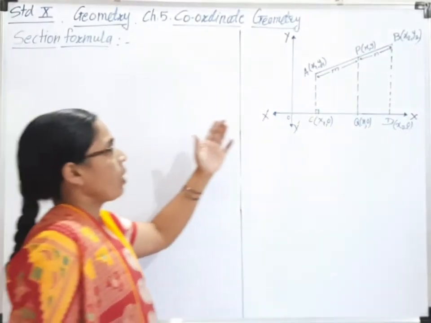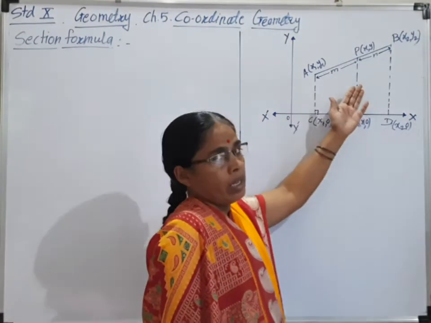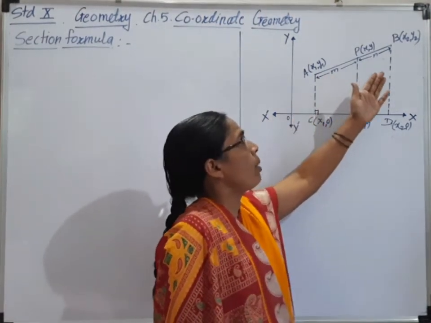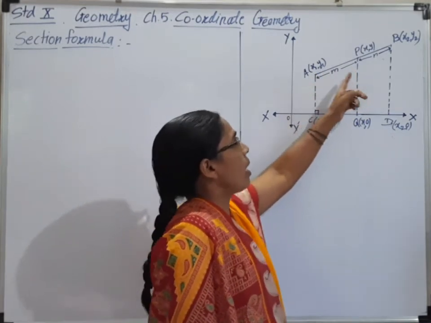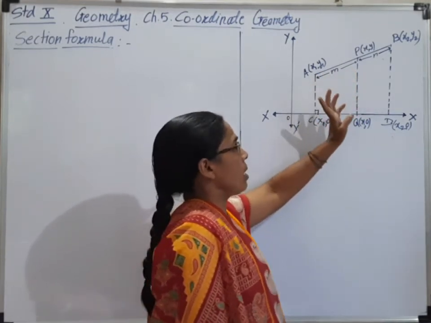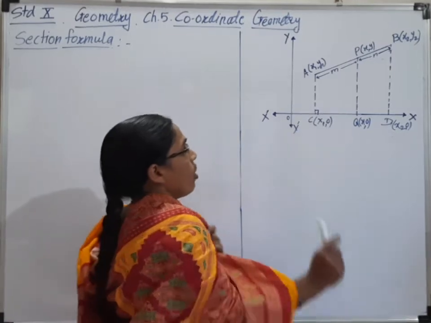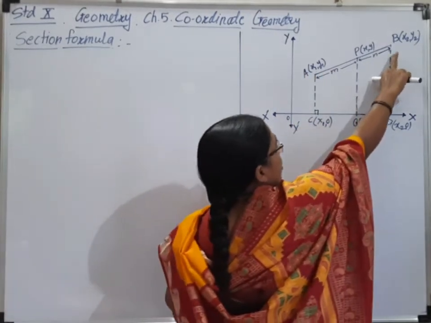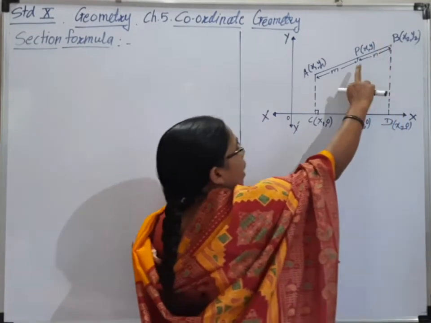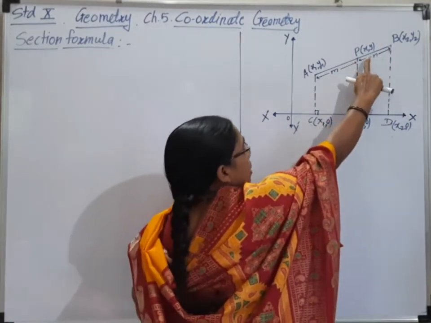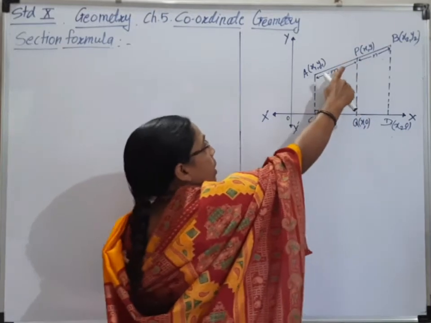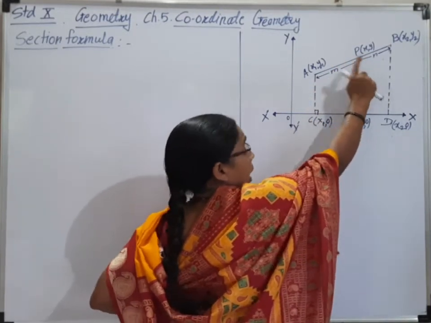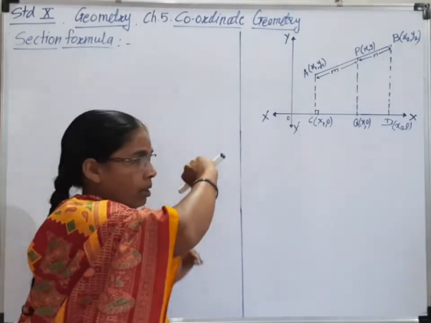Now see here, this line AB is divided into two parts as AP and PB, because of this point P, this segment AB is divided. Suppose the coordinates of A are x1, y1, the coordinates of B are x2, y2, and the coordinates of P are x and y. This P divides this segment AB in the ratio M is to N.